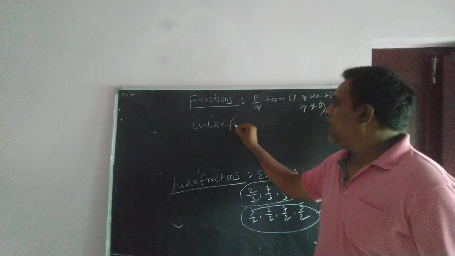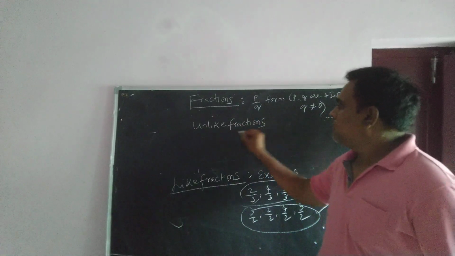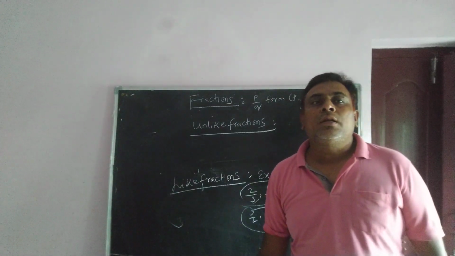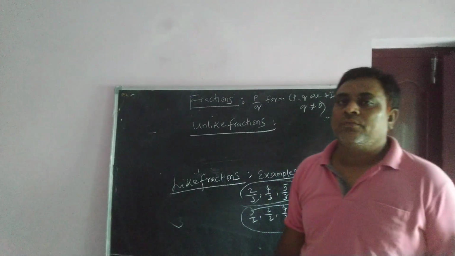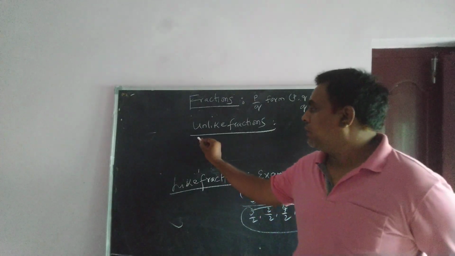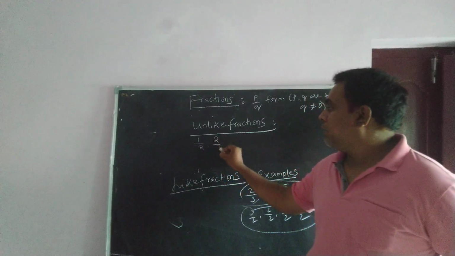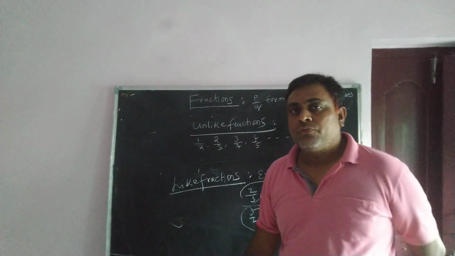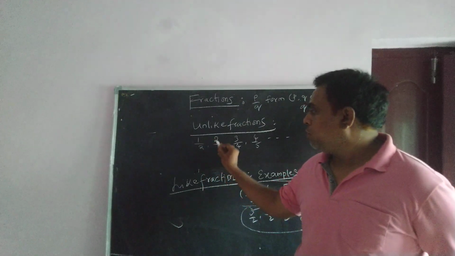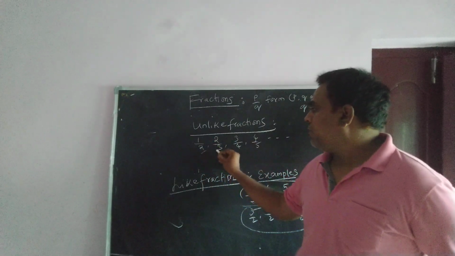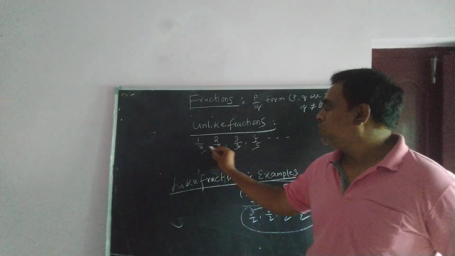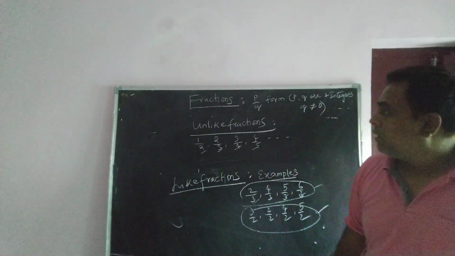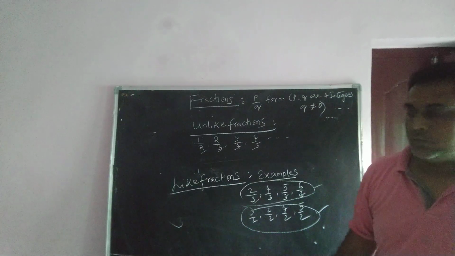Now let us discuss unlike fractions. Unlike fractions are the fractions in which the denominators are different, like 1 by 2, 2 by 3, 3 by 4, 4 by 5. All these fractions have different denominators: 2, 3, 4, 5. So if the denominators are different, then they are called unlike fractions.